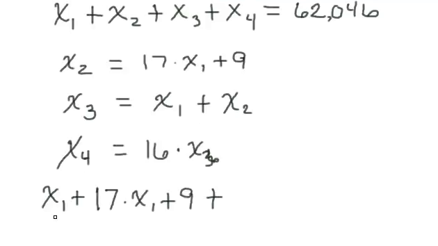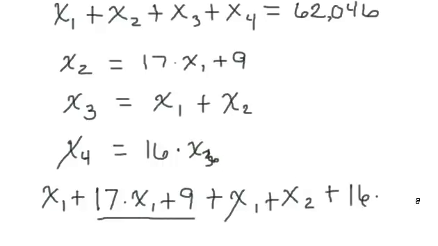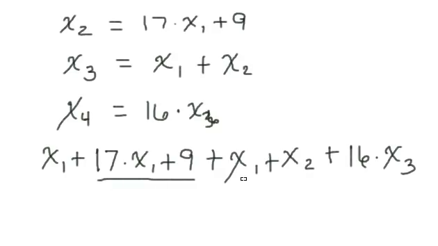Alright, let's see. So we've got the first integer, this is the second integer, the third integer is x of 1 plus x of 2, and then the fourth integer is going to be 16 times x of 3. But we still need to get this thing all in terms of x of 1. So we remember we can now substitute in for x of 2 here, because x of 2 is 17 times x of 1 plus 9.